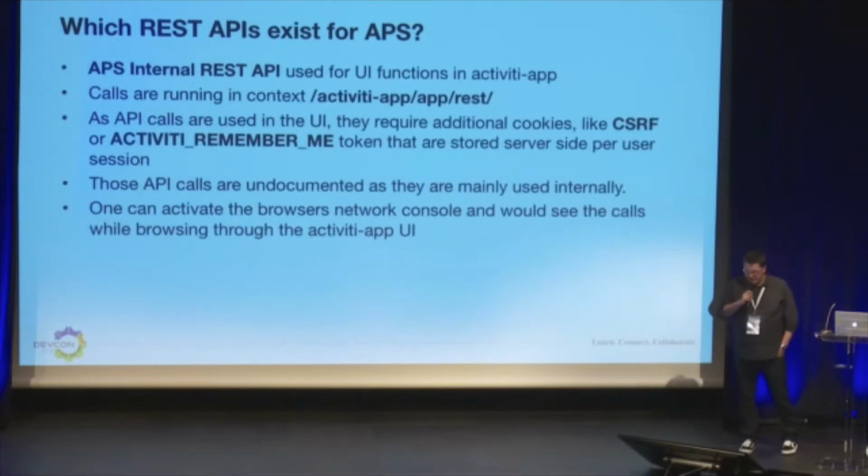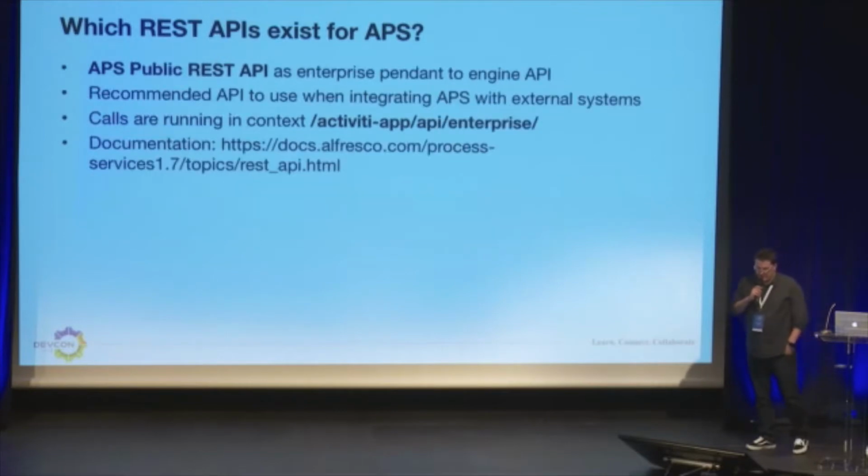The second API I am talking about is the so-called internal REST API, which is mainly used for UI functions in Activity App. Those calls are running in the context of Activity App REST. The calls are using additional cookies like CSRF or Activity Remember Me. In support, we do not really recommend using those calls as they are undocumented and were thought to be used internally only. But if the need exists, you could trace those calls with your browser's network console.